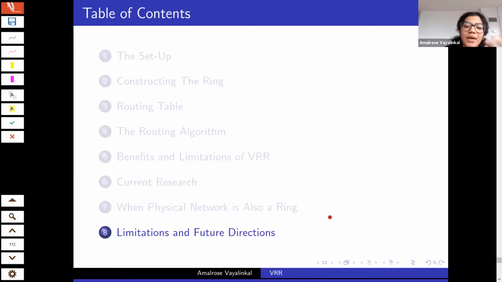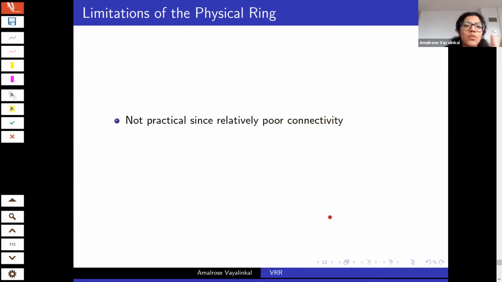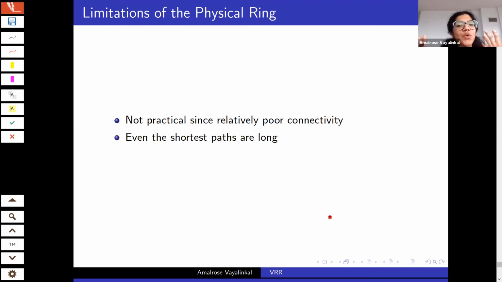And so now we can talk about some limitations and future directions. While the physical ring is good, it's not really practical, since it has relatively poor connectivity. If one of the edges on the physical ring fails, then it's basically a line at that point. So you have to travel in one direction, not a lot of choice. It was a good, helpful example to understand the system a bit more, but it's not really helpful in actual application of these algorithms. And also another issue is that even the shortest paths are long.